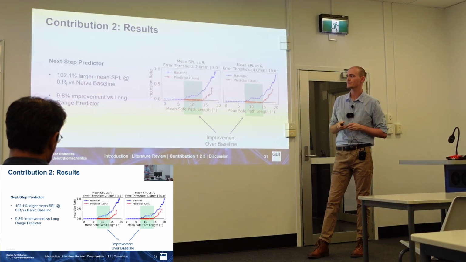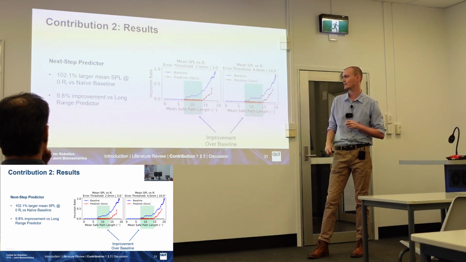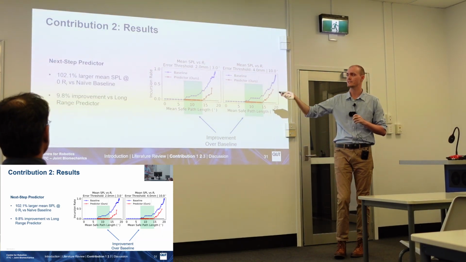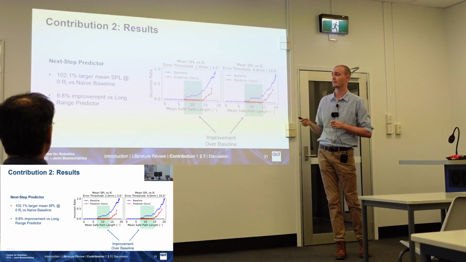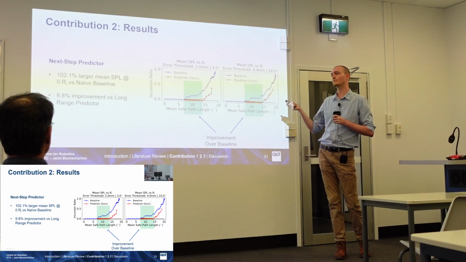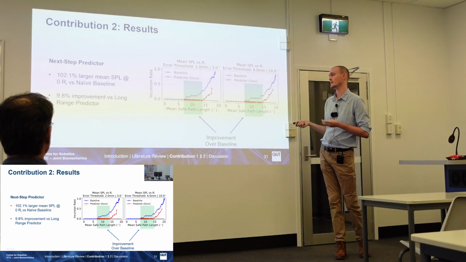We see a similar set of results here for our next step predictor, again highlighted in green to make it a little easier to see the plots. This time, our next step predictor achieves a 102% increase in safe path length versus our naive baseline. And this also represents a nearly 10% improvement over our long-range predictor.